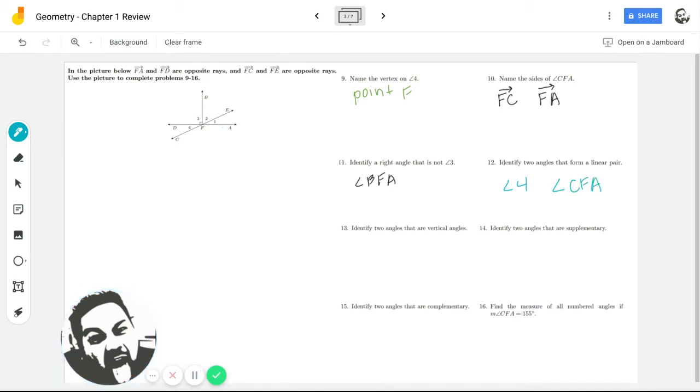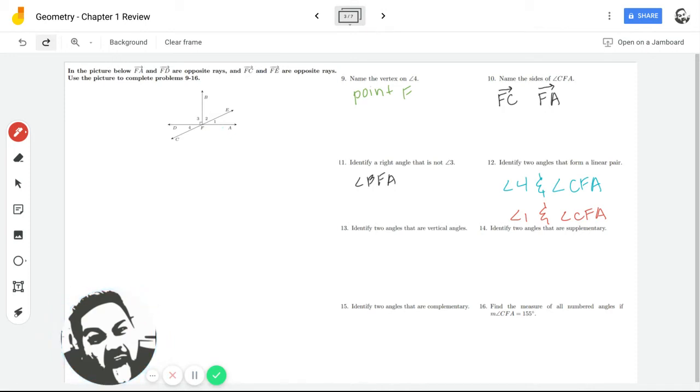Now that's not the only answer. There are actually quite a few answers on this one. Another one would have been angle 1 and angle CFA. Notice that FE and FC are opposite rays, and then they have a common ray or a common side. That is the main characteristic of a linear pair.